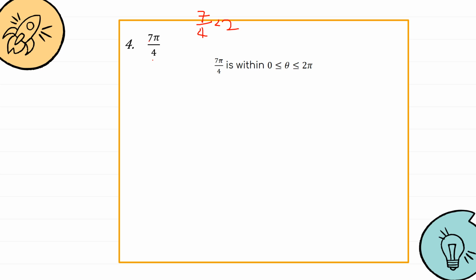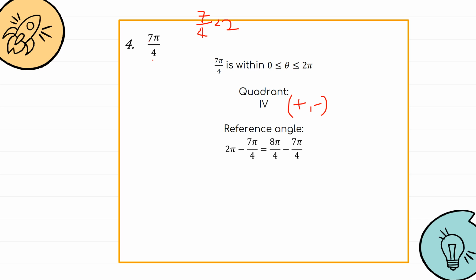So, yung 7 pi over 4 saan quadrant yan? Nasa quadrant 4. So, quadrant 4, kopyahin natin yung sign that's positive, negative. Okay? Then, we're going to get the reference angle. And how do we get the reference angle kung nasa 4th quadrant yan? So, that is 2 pi minus 7 pi over 4. So, ito yung sistema kapag nasa 4th quadrant. Okay? Ngayon, we just simplify 8 pi over 4.